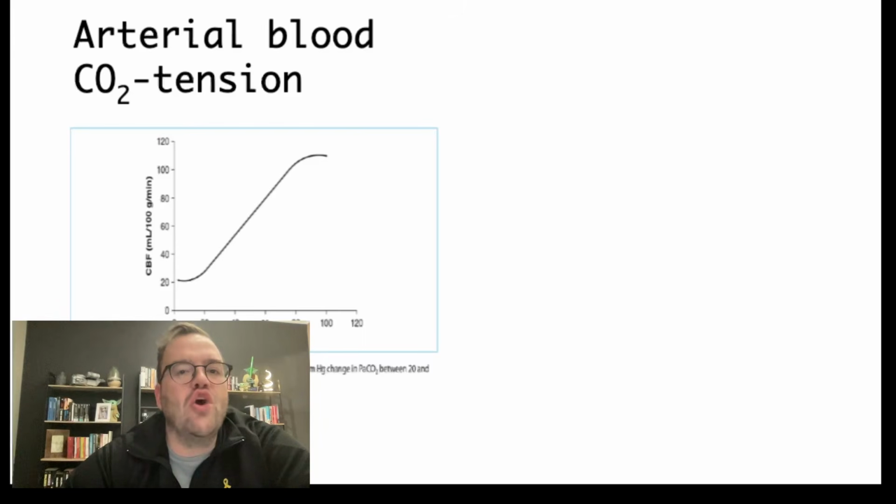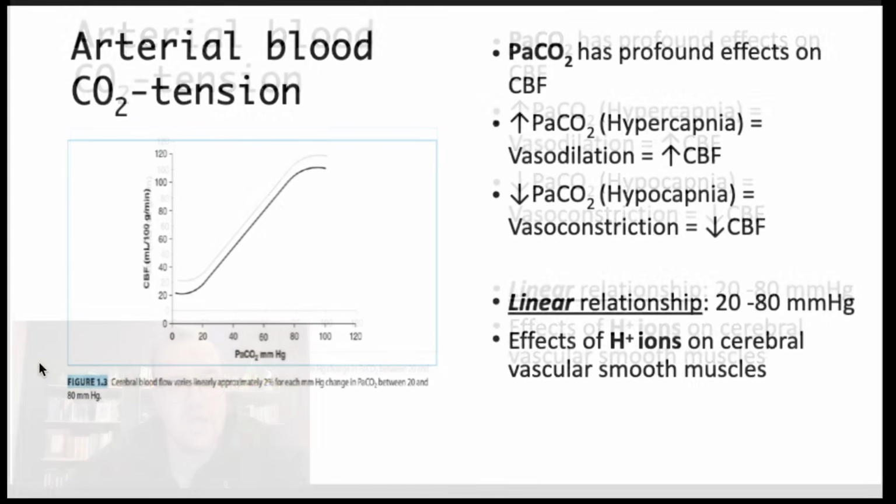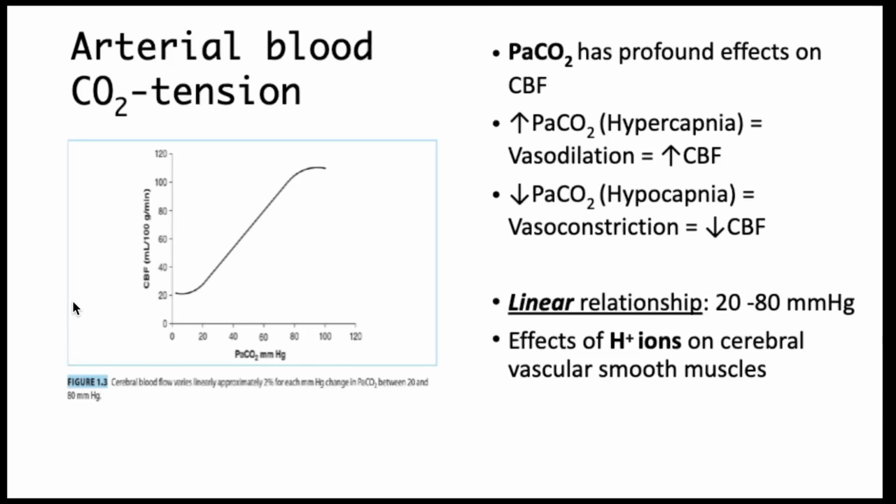If we then look at the relationship between carbon dioxide and cerebral blood flow, this one is critical for us as anesthetists and is much, much more linear. So as you see, PaCO2 has profound effects on cerebral blood flow. As PaCO2 increases, cerebral blood flow increases in a linear relationship between 20 and 80 millimeters of mercury.